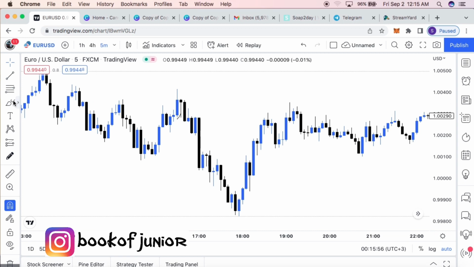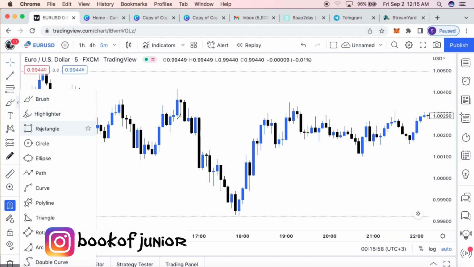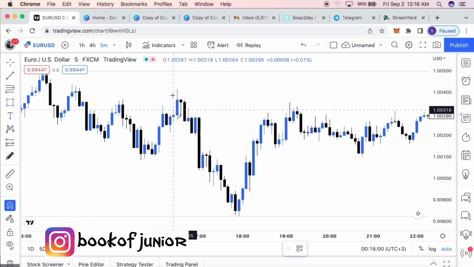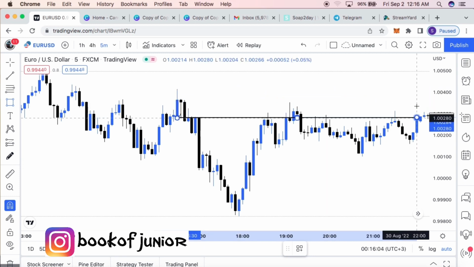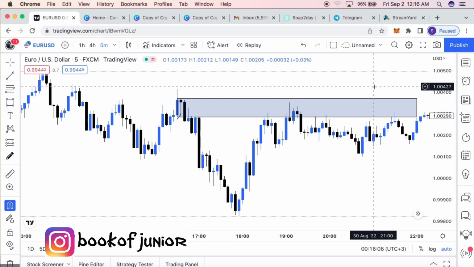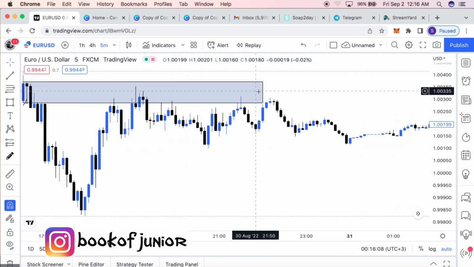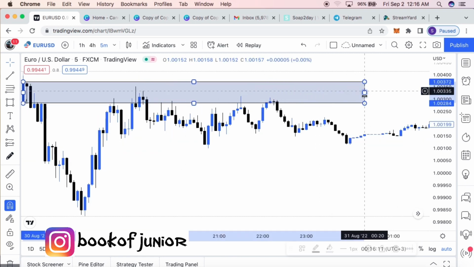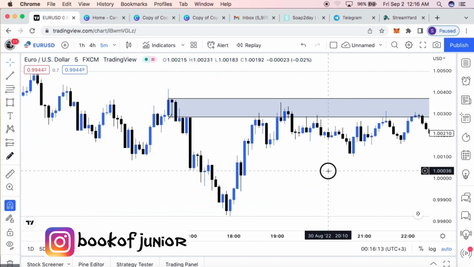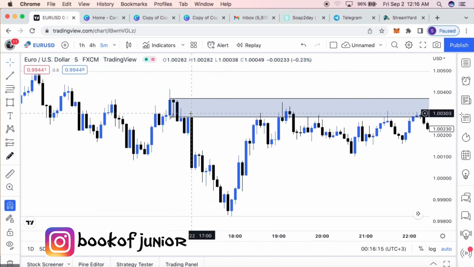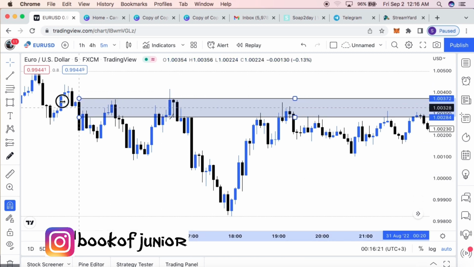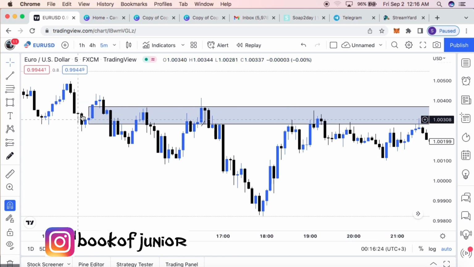Again, guys, we have another supply zone right here, as you can see. Supply zone, guys. So remember, supply is aggressive sellers. Price rejected here, as you can see. So this is another supply zone right here.